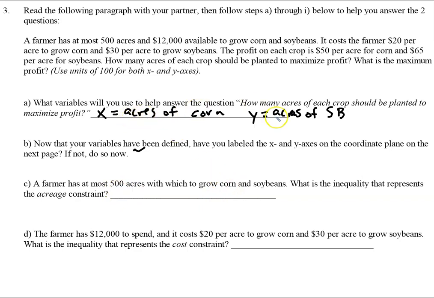So knowing that these variables represent acres of each crop, we can write an inequality that says the sum of the acres of corn and soybeans cannot exceed 500. So we would say less than or equal to 500. All right, so that's the acreage constraint.